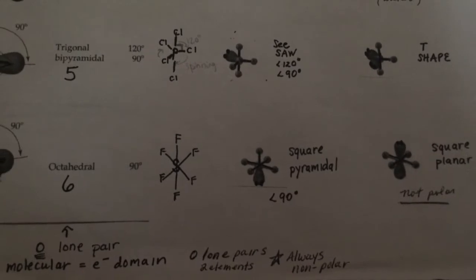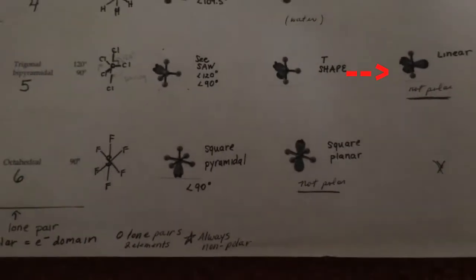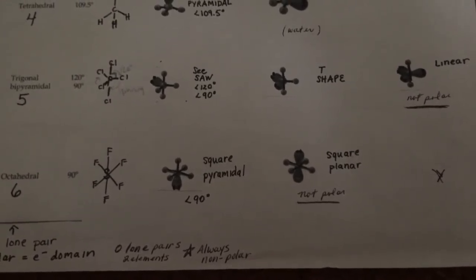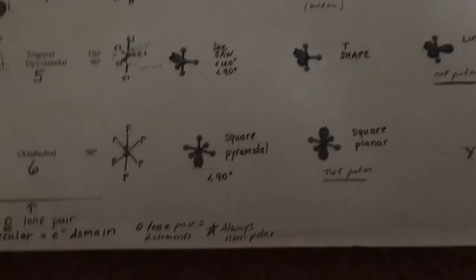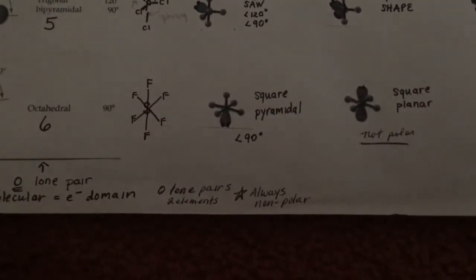If it has two lone pairs, it's T-shaped. And if it has three lone pairs, then it's linear. And they all have a bond angle of less than 120 and 90 degrees. Octahedral with one lone pair is square pyramidal, with two lone pairs is square planar, and they both have a bond angle of less than 90 degrees.